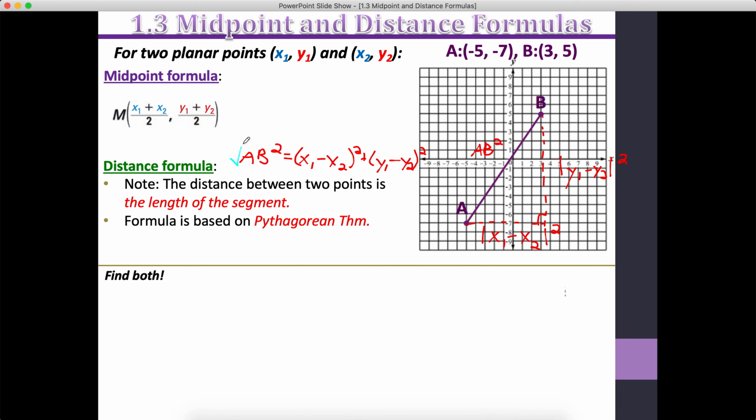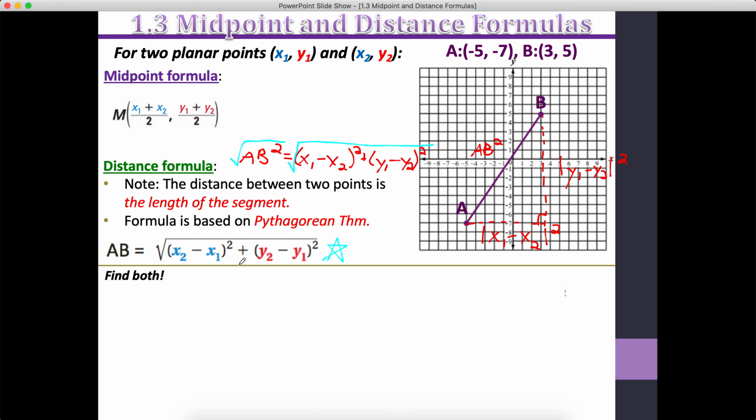So if I want to solve for this hypotenuse, in other words, if I want to solve for the segment length AB, I can take the square root of both sides. I hope you're following, by the way. Don't just wait for the final product. It's really important that you understand the logic behind this. If I square root both sides, root of AB squared just gives me AB, and I get this bad boy. Finally, after all that work, I get the distance formula.